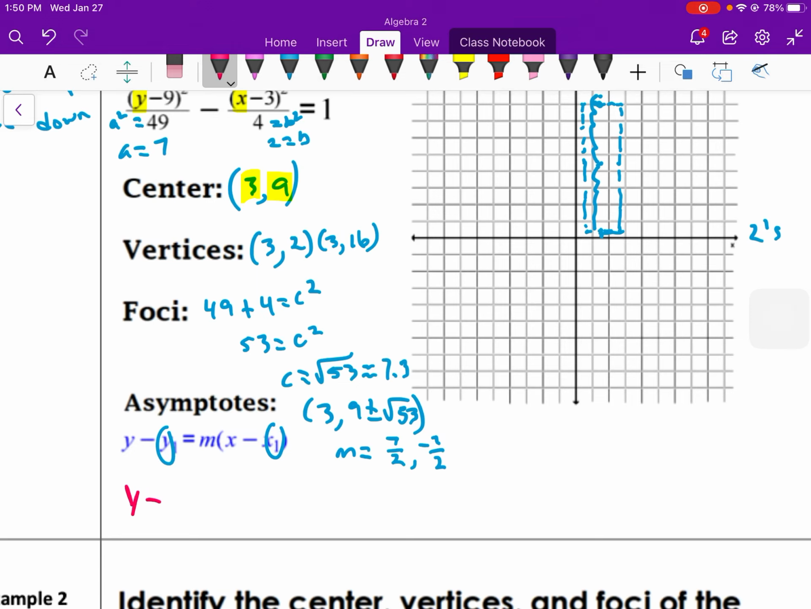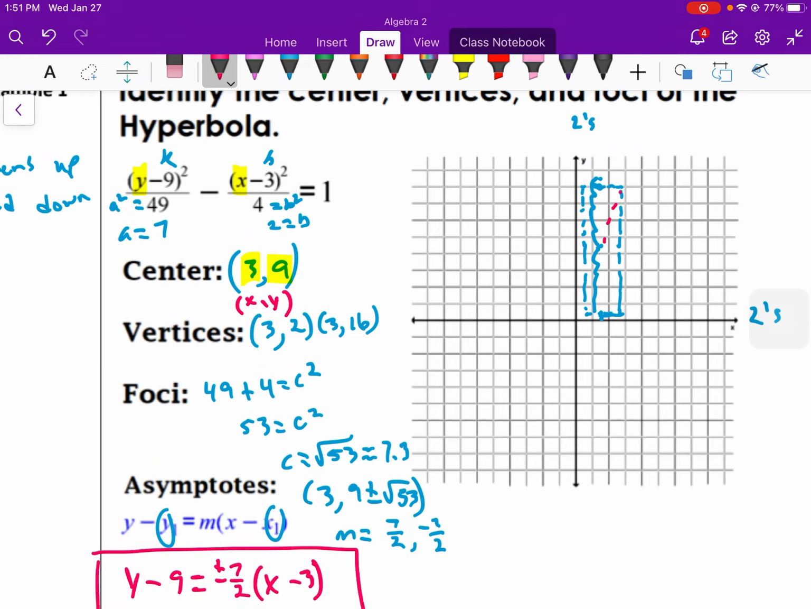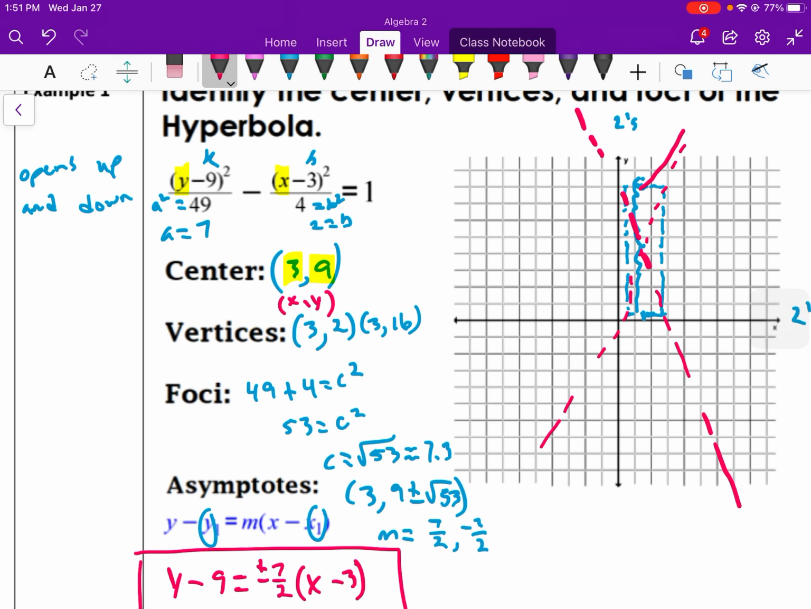So to write the equation, it's y minus 9, because this is x1, y1, equals our slope plus or minus 7/2 times x minus 3. So those will be our asymptotes, which go through the diagonals, there, and then there. And we said it opens up and down, so we approximate and get as close as we can get without touching the asymptotes.